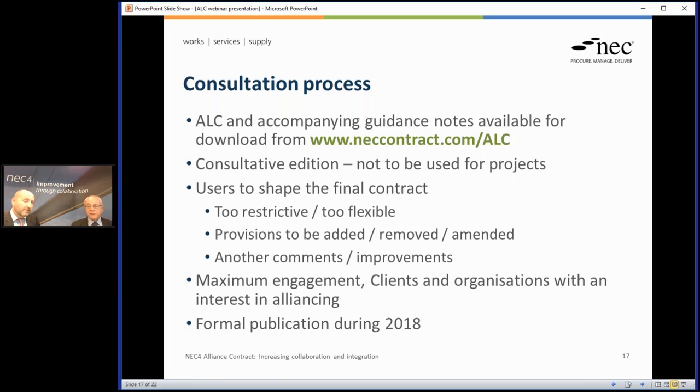Anyone who does so is really taking a bit of a personal liability on that, rather than saying, well, you've published it, so I'll wait till the final version comes out, which we're hoping is early in 2018. So consultation is welcomed. We'd like as many people as possible to come and tell us what they think and how they feel about the contract.